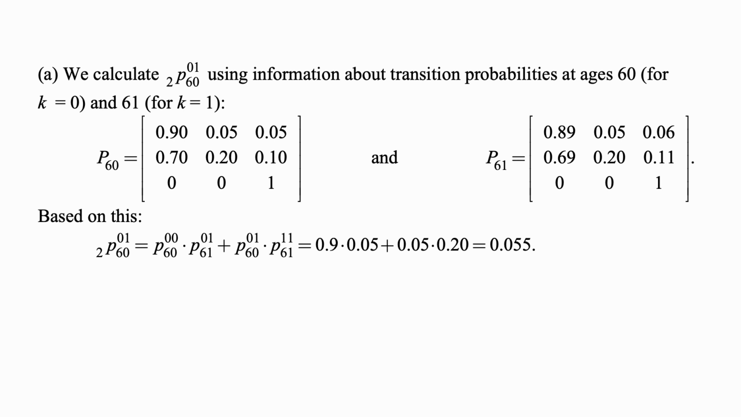And then 2p60 upper 0, 1, well, how do you get from state 0 to state 1 in 2 steps? Either you go from state 0 to state 0 and then from state 0 to state 1, or you go from state 0 to state 1 and then from state 1 to state 1. And you can't go through state 2 because state 2 is absorbing. So this probability is equal to p6000 times p6101 plus p6001 times p6111. And we just look up those values in the two matrices I wrote out for you, and they're 0.9 times 0.05 plus 0.05 times 0.20, and then we calculate this and we get 0.055.